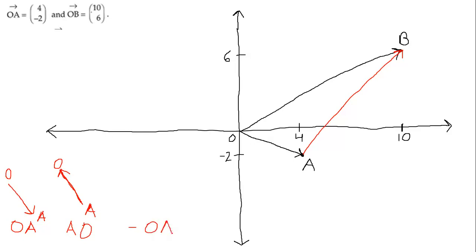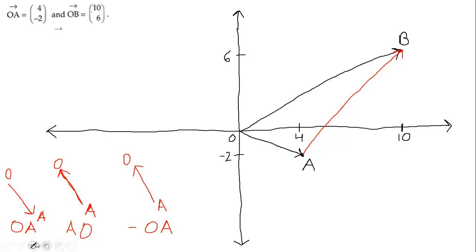What is negative OA? Well, we know OA is heading downwards. So negative OA would be heading where? Upwards. It's the same vector, basically, but it's just heading in the opposite direction. And so we'll have OA.